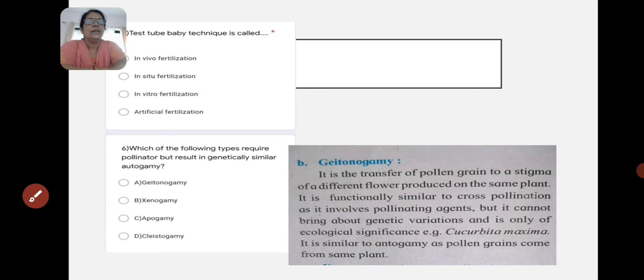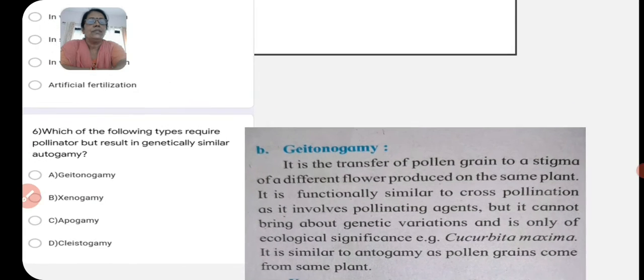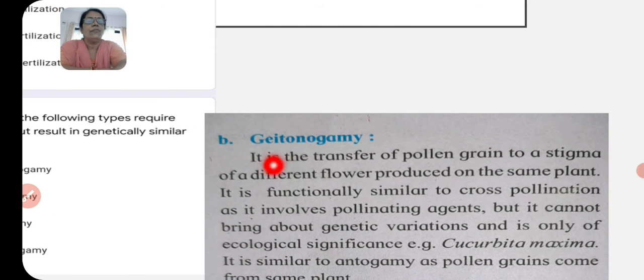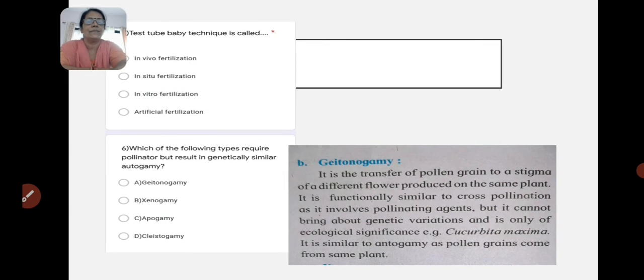Geitonogamy means the transfer of pollen grains to the stigma of a different flower produced on the same plant, and it is functionally similar to cross pollination. It involves a pollinating agent but cannot bring about genetic variation because it is a self-fertilization.